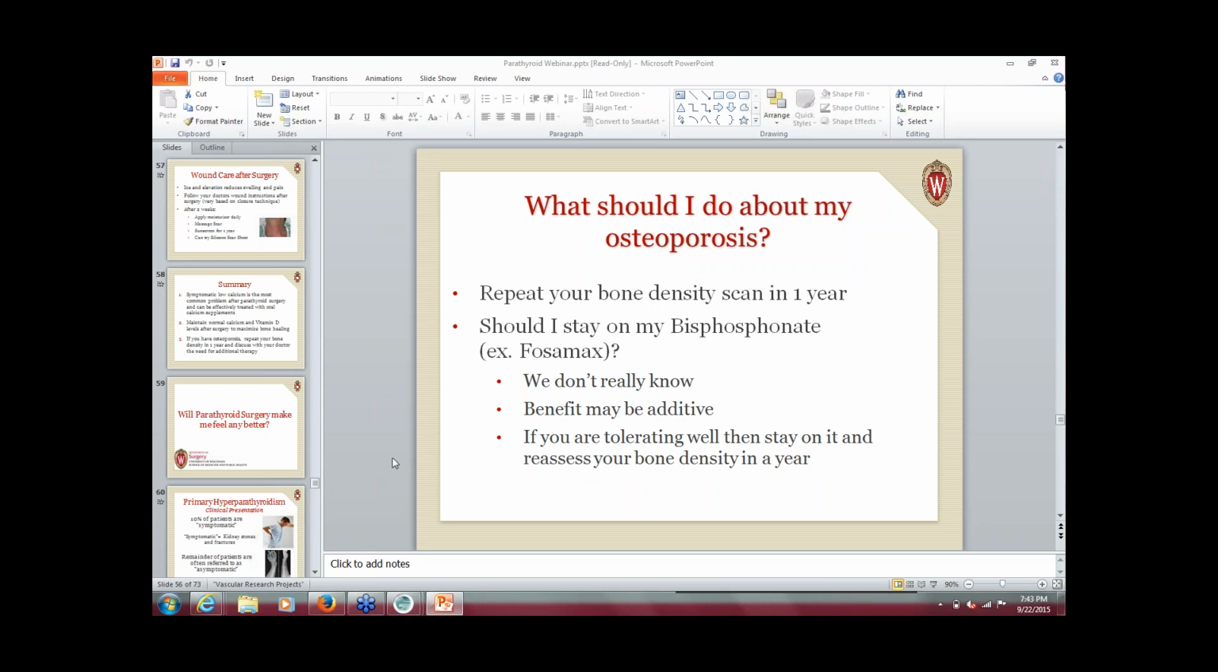So symptomatic low calcium is the most common problem after parathyroid surgery, and I think it can be effectively treated with the oral calcium supplements. You want to maintain normal calcium and vitamin D levels after surgery, and that's going to maximize your bone healing. We want to make sure that those bones have all the building blocks they need to restore your bone density. And then if you have osteoporosis, you want to repeat your bone density in 1 year, and then discuss with your doctor the need for additional therapy. And then I do think that you should have your calcium level checked annually because there is always a risk of developing recurrence, and the best way to detect that is to check labs.